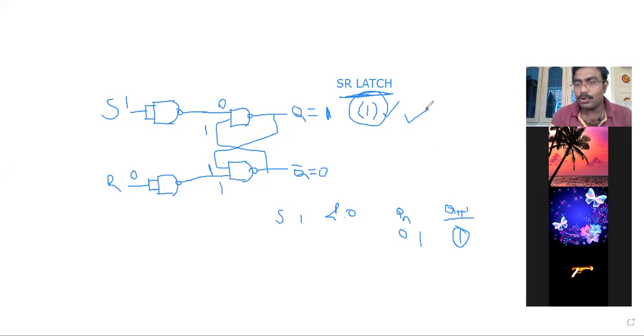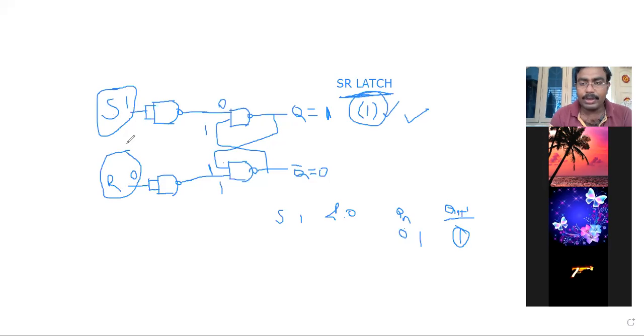There is a small condition that we can remember here. When do we say set condition in an SR latch? Look here, guys. What value are we giving for S? 1, sir. And what value are we giving for R? 0. S equal to 1 and R equal to 0 are the inputs we have given.